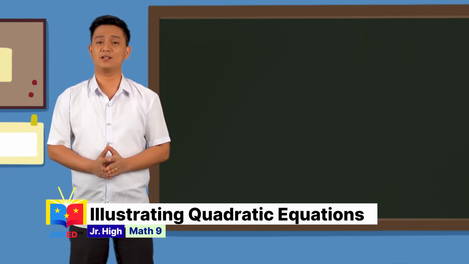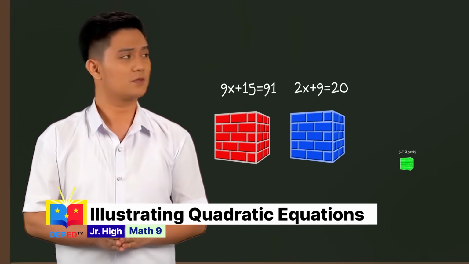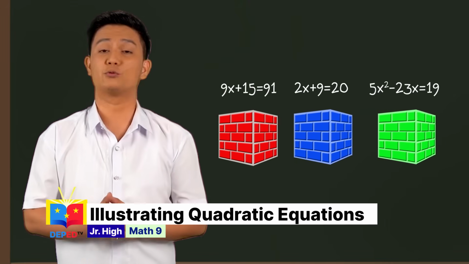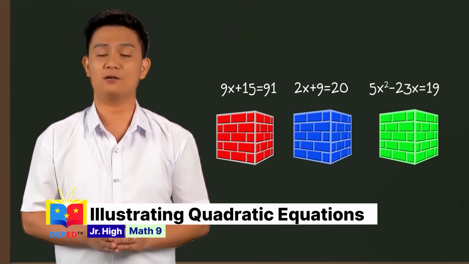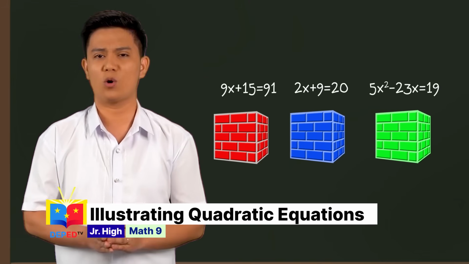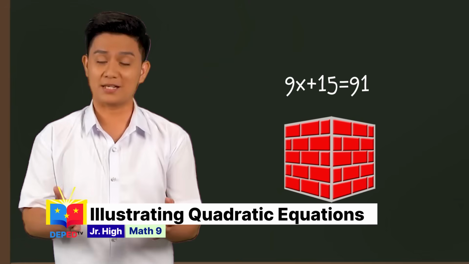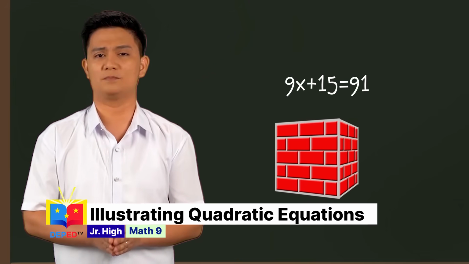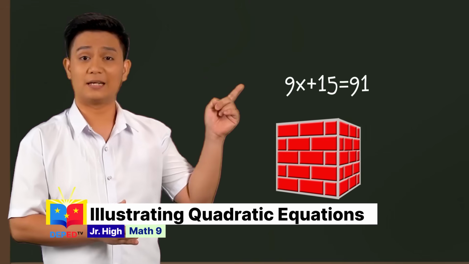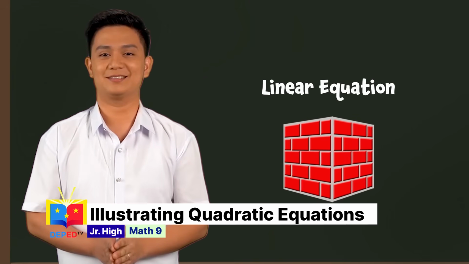When you were in grade 7, you must have learned about linear equations in one variable. I have here 3 bricks, and written on each is an equation. We will identify whether the equation is linear or not. The first brick displays the equation 9x plus 15 equals 91. Is it linear? Let's see if you are correct.